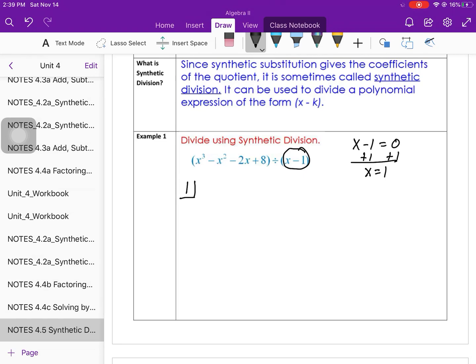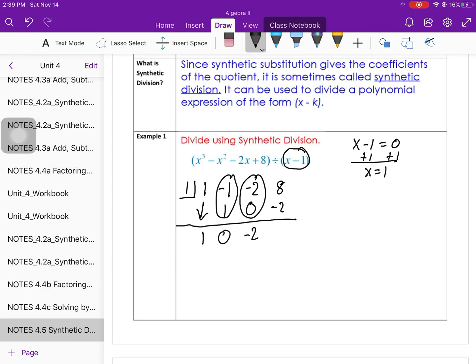So then we line up the coefficients like we did before. So it's 1, -1, -2, and then 8. We bring down our first number, 1, then we multiply what's below. 1 times 1 is 1. Add these, we actually get 0. Multiply those, we get 0. Add those, we get -2. Multiply those, we get -2. Add these, we get 6.